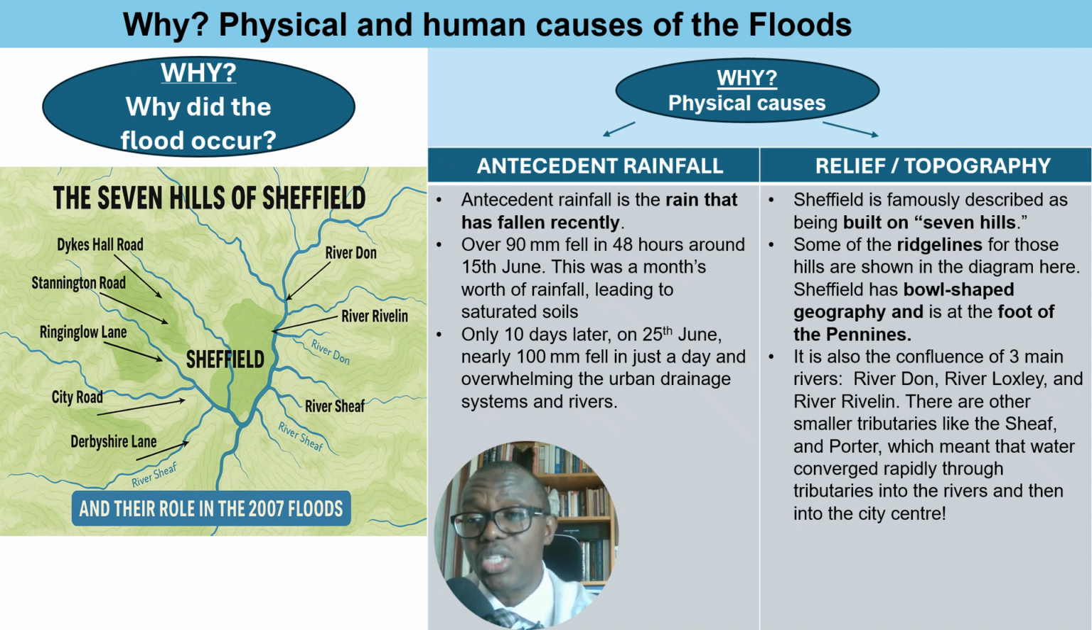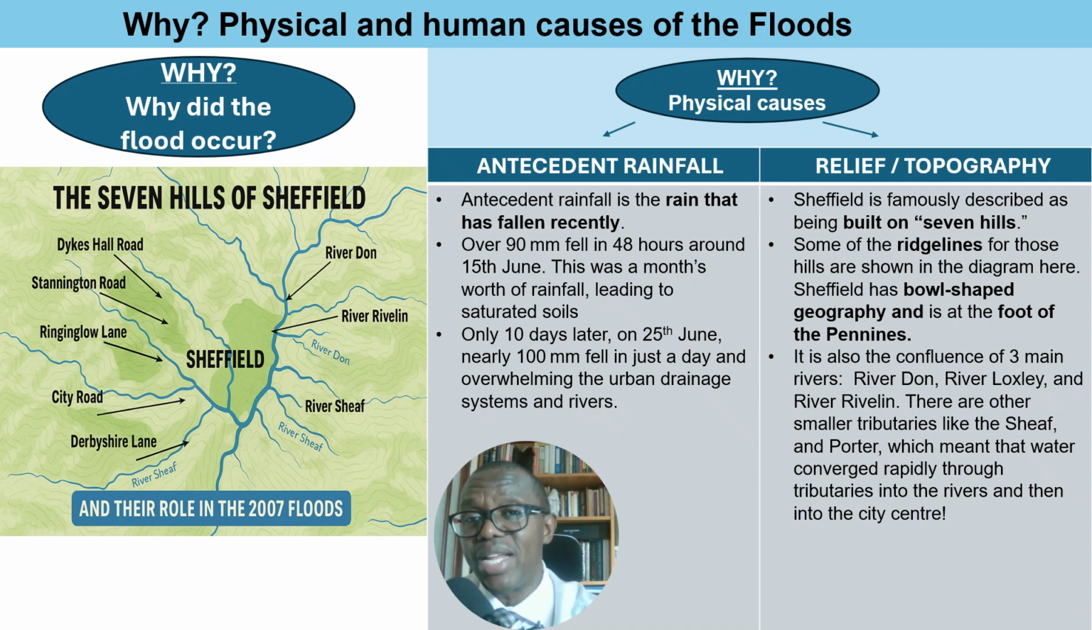And it was not just the soils, it was the urban drainage systems and the rivers in and around Sheffield that were completely unable to cope, and therefore there was widespread flooding. In fact, one of the reports says that at one of the stadiums, the Hillsborough Stadium, the water levels went up to around 8 to 9 meters, which is really, really high.